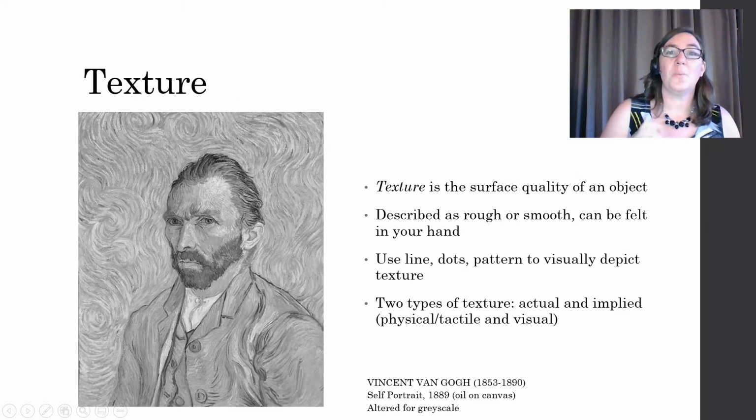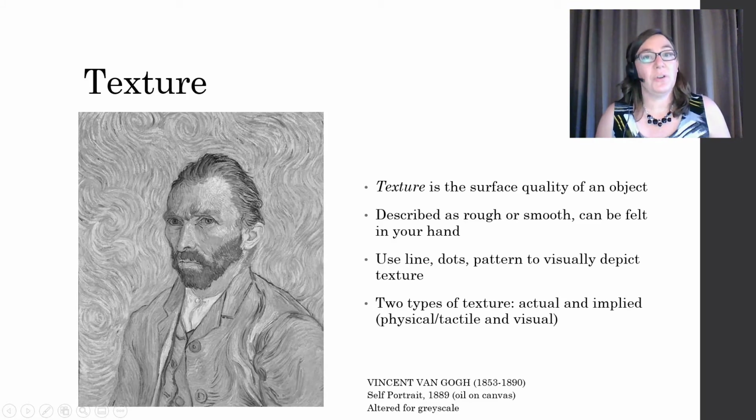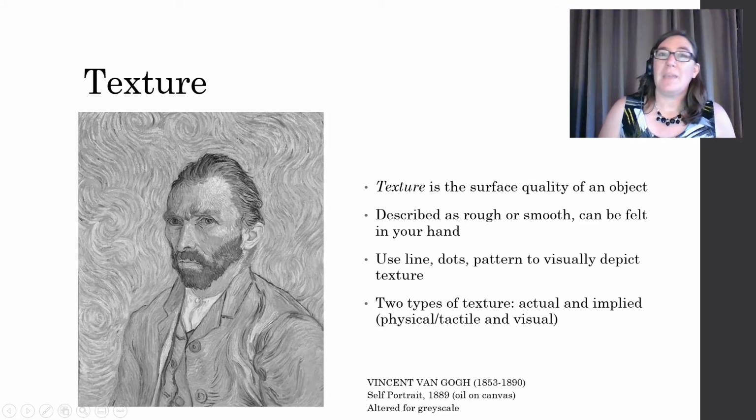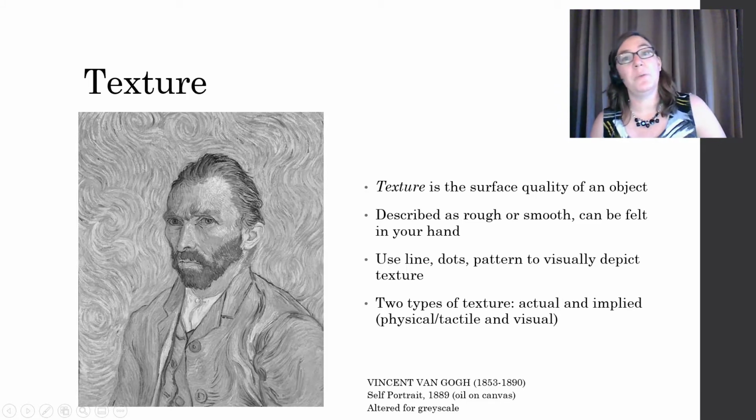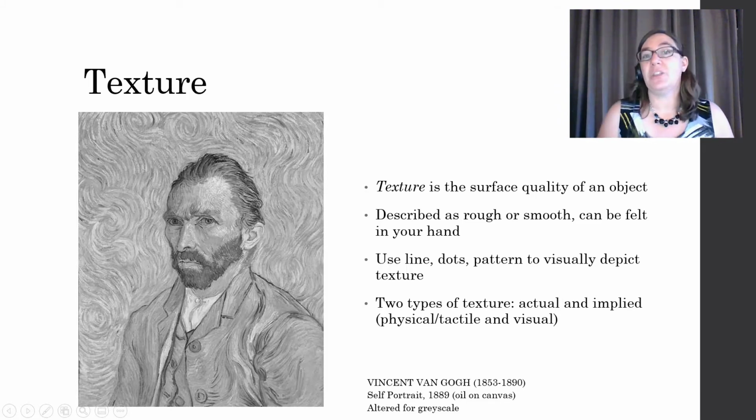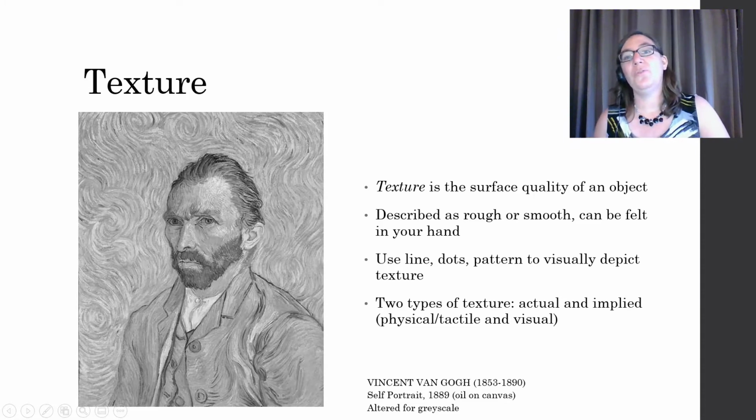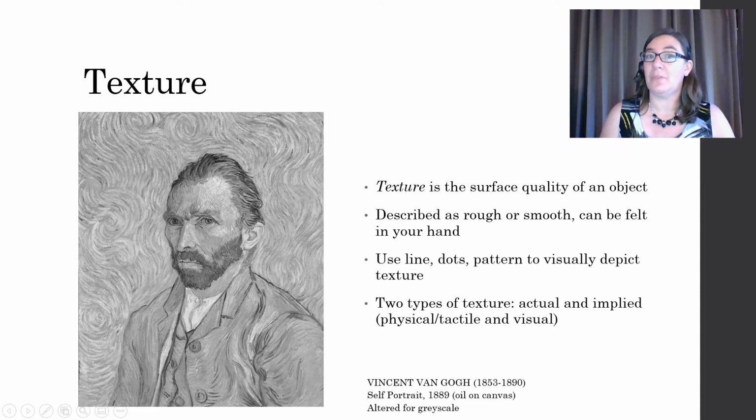So let's start with a definition: texture. Texture is the surface quality of an object. It can be described as rough or smooth, and you can imagine feeling it in your hand. As an artist, we use lines, dots, and patterns to visually depict the three-dimensional texture in a two-dimensional way.